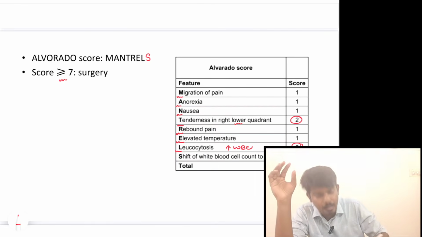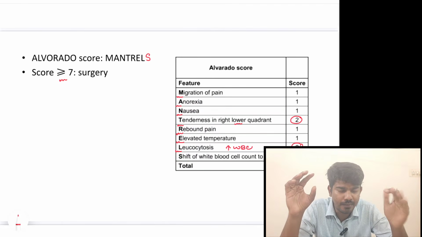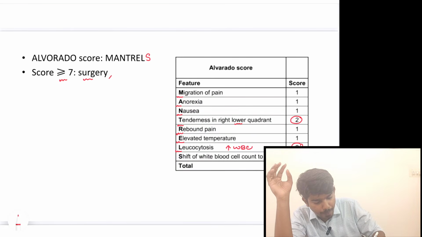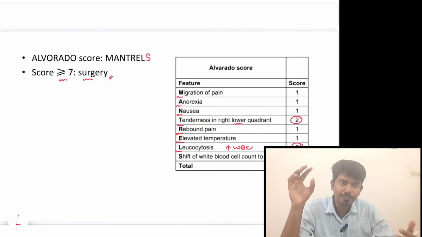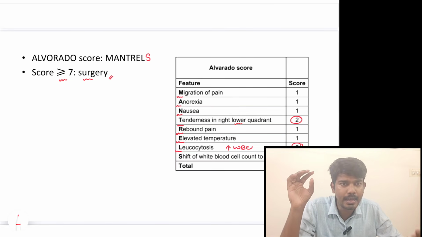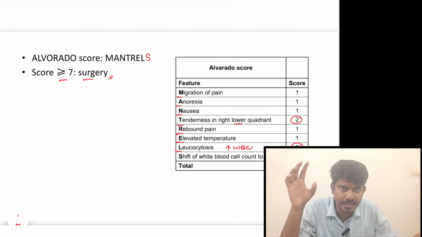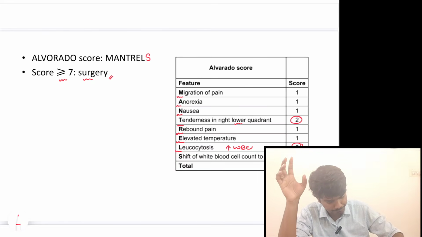If the score is more than or equal to 7, we are going to go for appendicectomy, either open or lap. Lap இருந்துச்சுன்னா lap போகிறோம், இல்லைனா emergency open appendicectomy we are going to proceed.